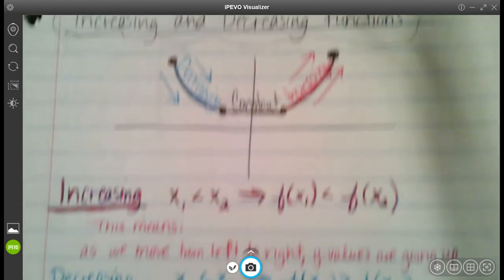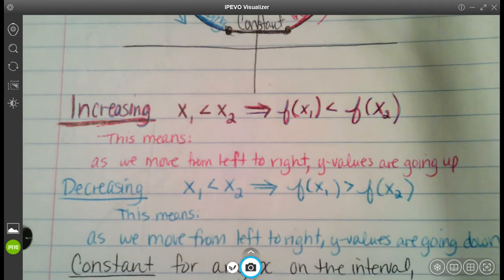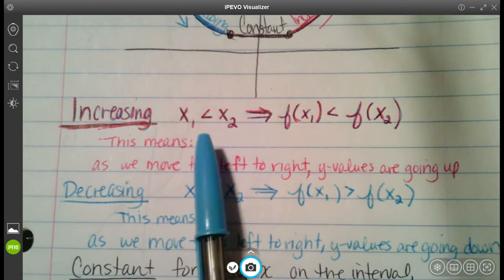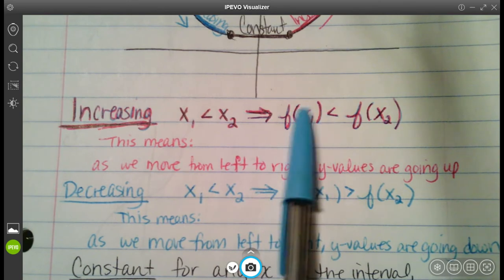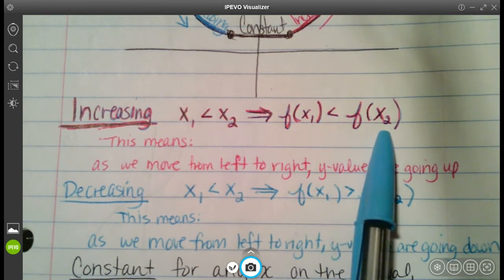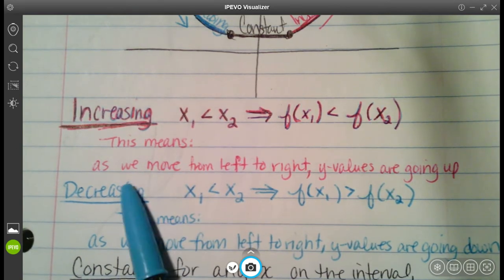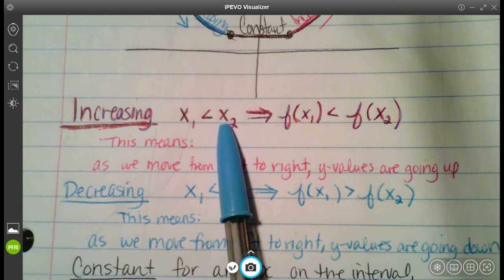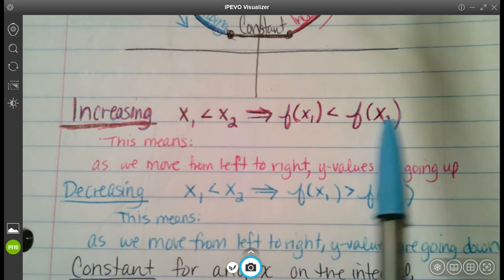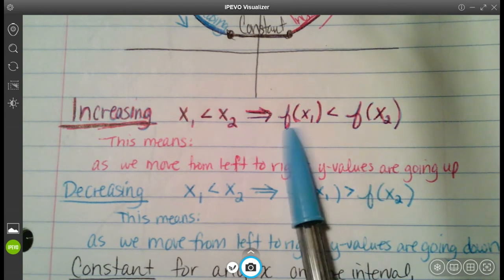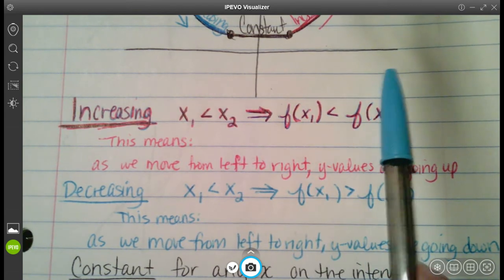Okay, so mathematically, these are the definitions. Increasing, we have that x1 is less than x2. This implies that our y at that value, so f of x1, is less than f of x2. What that means is that as we move from left to right, so from the smaller one to the bigger one, the y values are going up. So this y value is smaller than this y value because, well, this one is higher up.